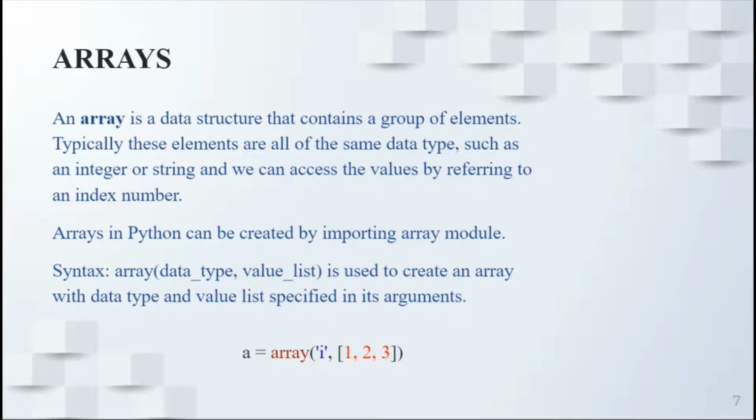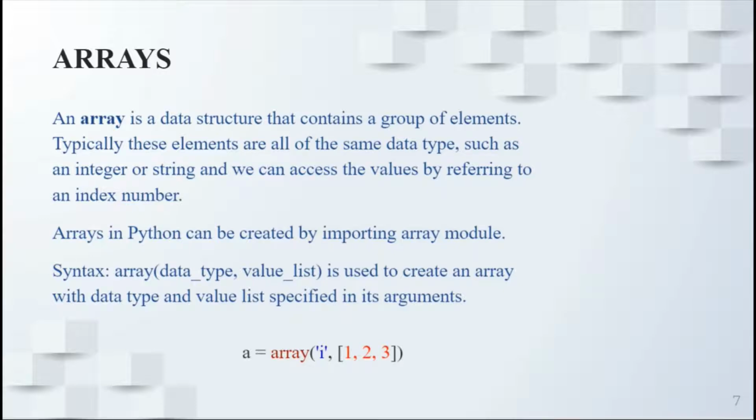So an array is a data structure that can contain a group of elements. Typically, these elements are all of the same data type, such as an integer or string, and we can access the values by referring to an index number. So what does that mean? That means an array can contain only one data type. A single array can contain only one data type. That means an array can be of integer type, or string type, or float.